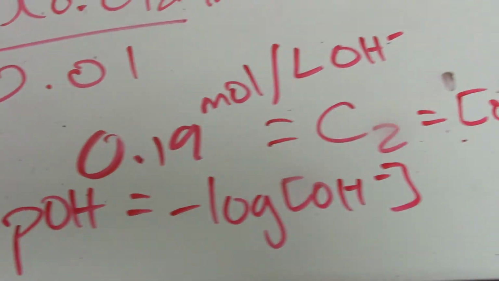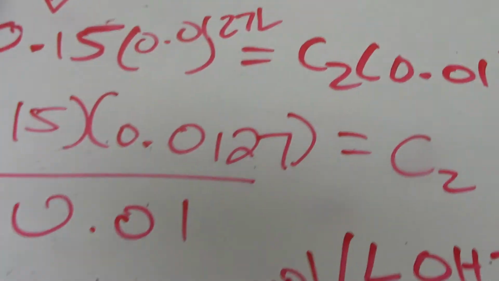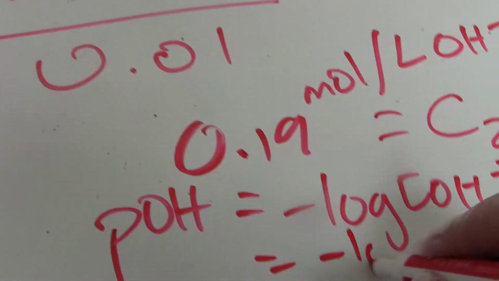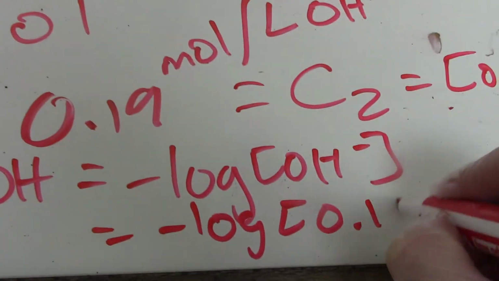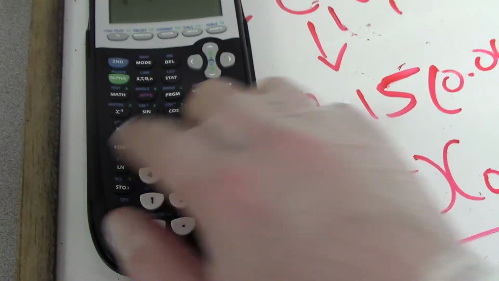So from that titration, I can solve for pOH, and that's the negative log of 0.19. Okay, so let's solve for that.